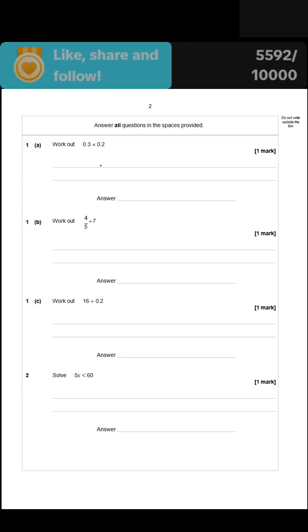So a couple of people put 0.6. You'll be surprised that is one of the most common answers that you will get. Unfortunately, it's not 0.6. I'll talk through in a moment why it's not.